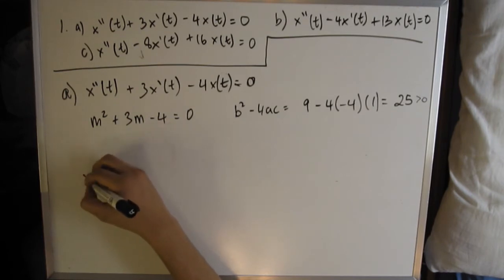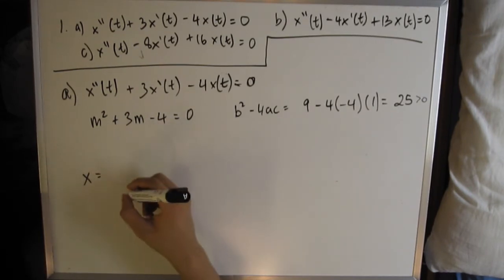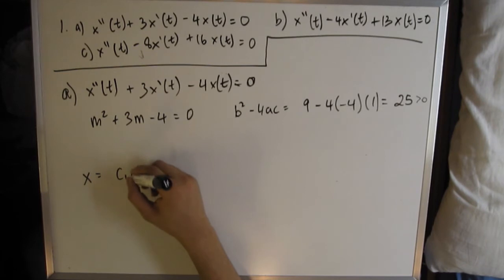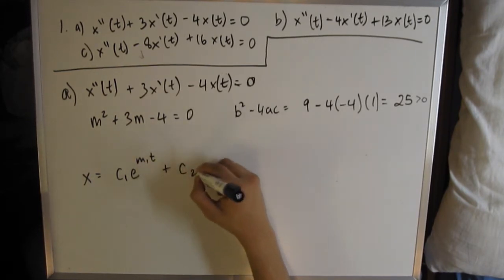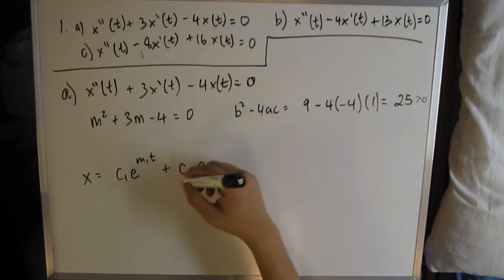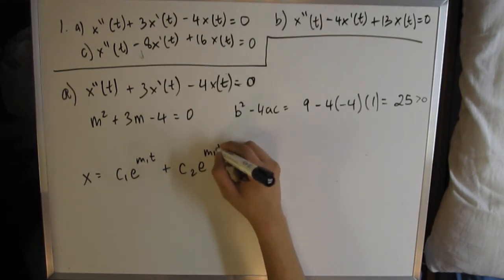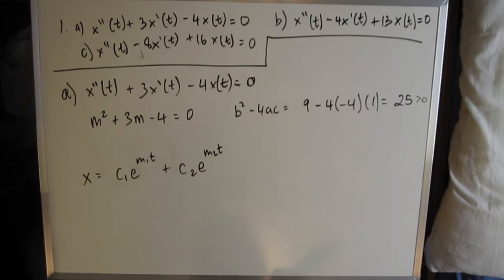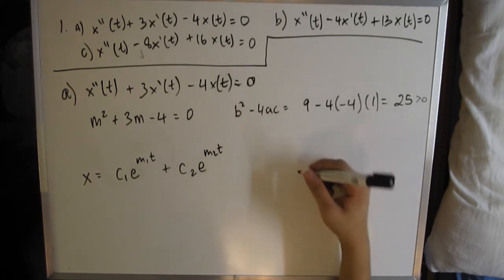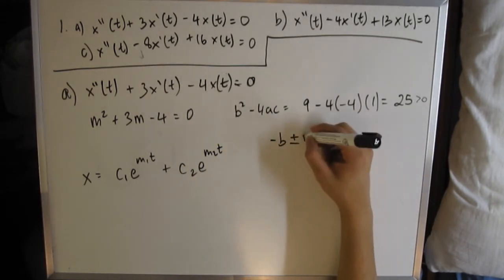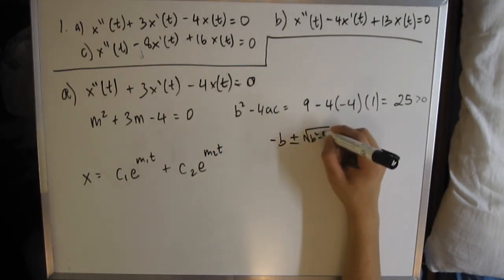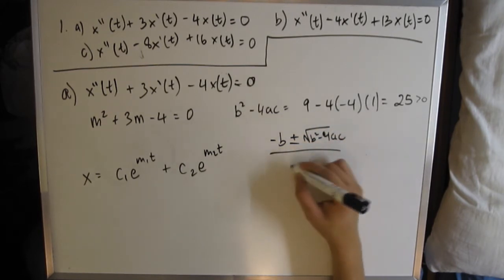x is equal to c1 times e to the m1 t plus c2 times e to the power of m2 multiplied by t. Now how do we find m1 and m2? Well, you basically solve it like a general quadratic equation. So you'd go ahead and do minus b plus or minus root b squared minus 4ac all over 2a.